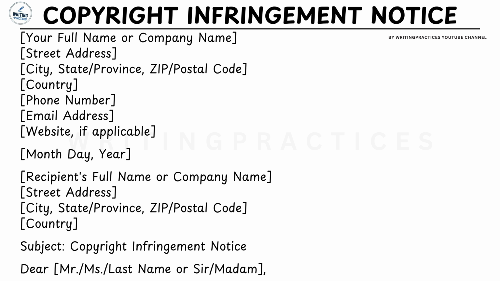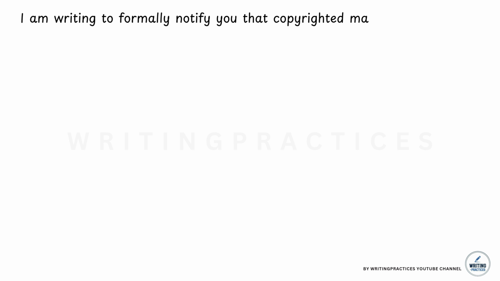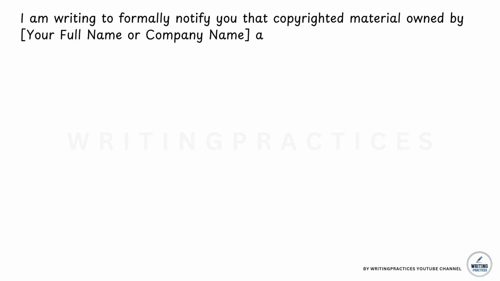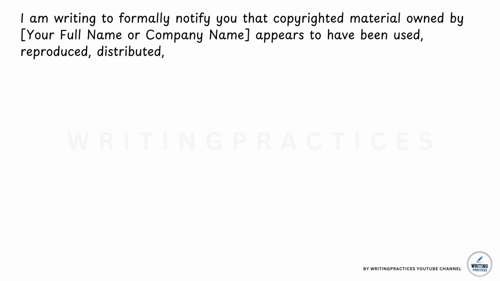Opening paragraph. Now explain why you are writing. For example, "I am writing to formally notify you that copyrighted material owned by Olivia Bennett appears to have been used, reproduced, displayed, and made available without my authorization. I recently discovered that my original work was being used in connection with your company's online promotional materials without my permission or a license from me."